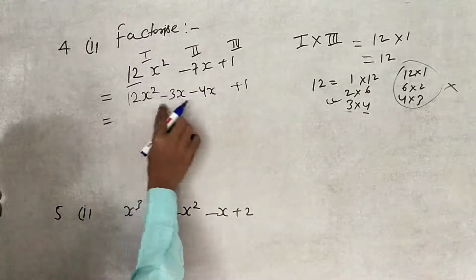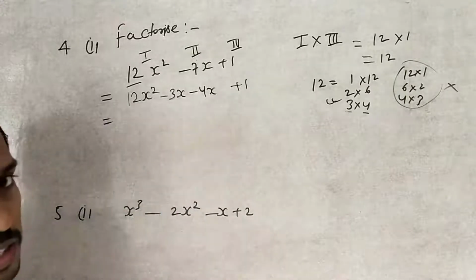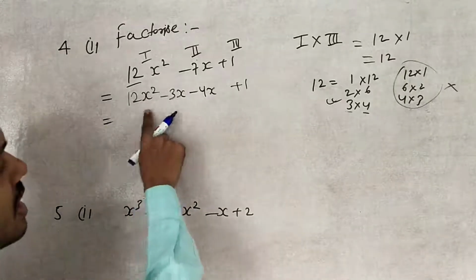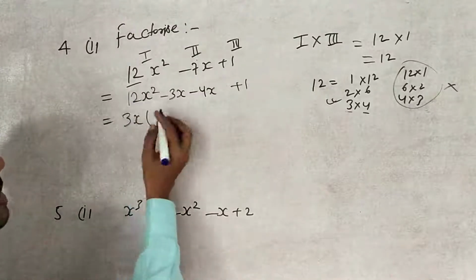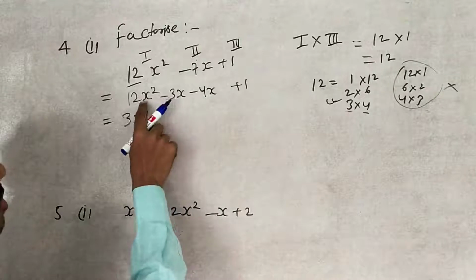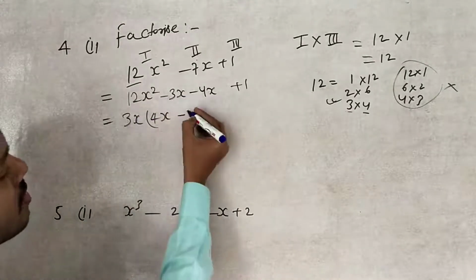Now look at what is common between both of those. The 3 also divides 12, 3 also divides 3. x also divides x square, x also divides x. So what is common? 3x is common. 3, how many times? 4 times. 3x times 4x gives 12x square. 1x out, 1x in. Clear? Now look at 3x, how many times does it divide? 1 time.